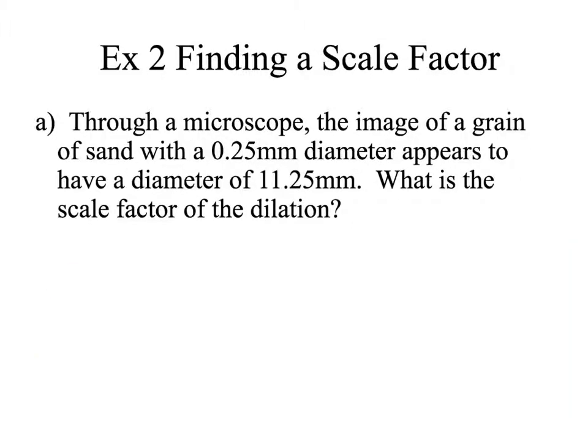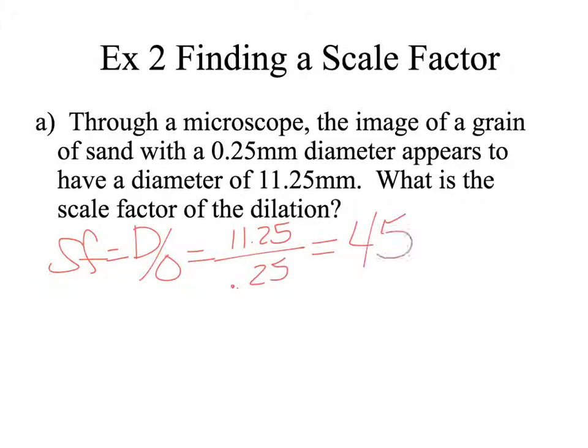So on this slide, we're going to look at finding the scale factor. In order to do that, you're going to use the formula: scale factor is dilation over original. So in this case, we have 11.25 over 0.25. If you do that division, you should find out that it's a scale factor of 45, or that piece of sand was enlarged 45 times its normal size. That should make sense because it started out small and it grew, or enlarged. So we should have known that the number we were looking at should have been bigger than 1.